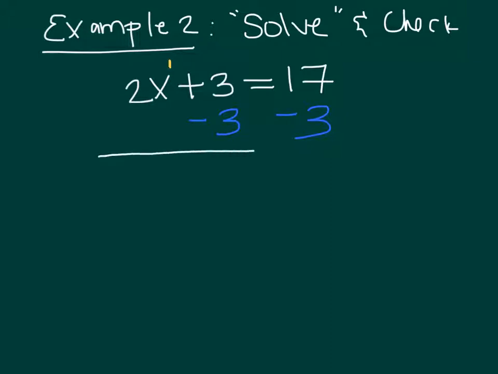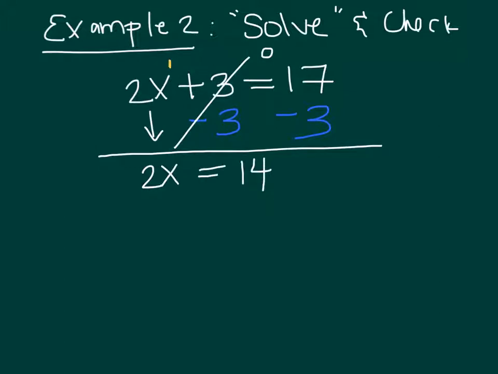And again, I'm working vertically. This is great because my 2x is still there. I haven't done anything to it. 3 minus 3 is 0. If you want to write in the 0, you can. You don't have to. If I give you $0, I'm not really giving you anything, so nothing's changing. Equals 14. Notice in our last problem this was a 1 and our solution was 14, but this is not 14. This is 2x equals 14.